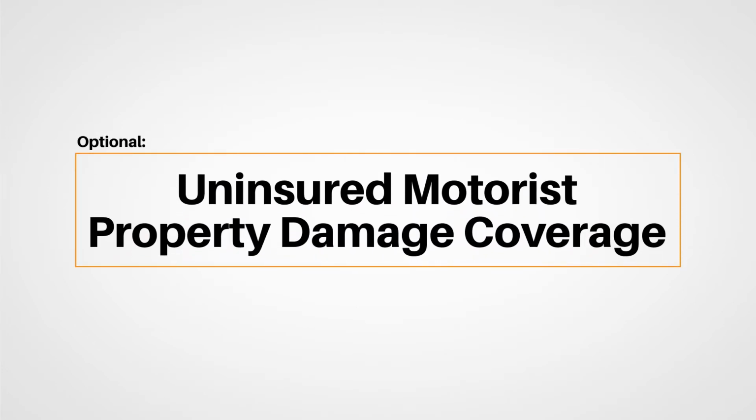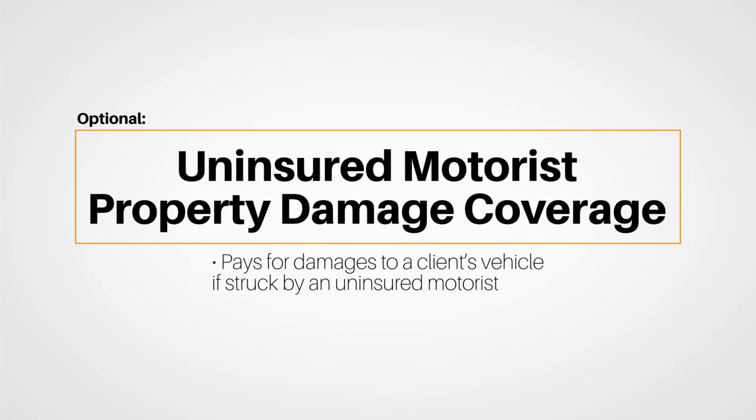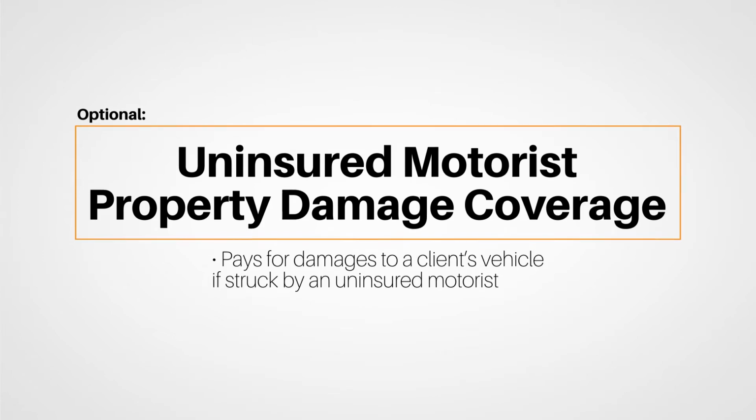An associated optional coverage is uninsured motorist property damage. This will pay for damages to a client's vehicle if it's hit by an uninsured motorist. This would be especially important if the client's vehicle only had liability coverage and no collision protection.